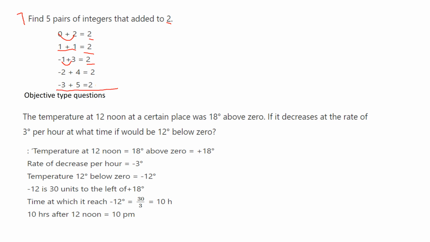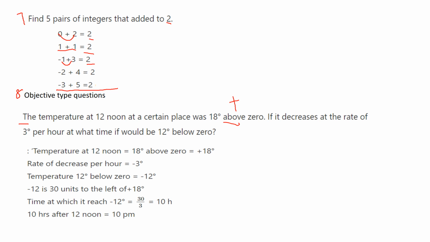Next are some objective type questions. The temperature at 12 noon at a certain place was 18 degrees above 0. Above means plus. If it decreases at the rate of 3 degrees per hour, decreases means minus. At what time would it be 12 degrees below 0? So this is an objective type question. We don't need to write the statement, but we know how to find the answer. That's why I explained here.